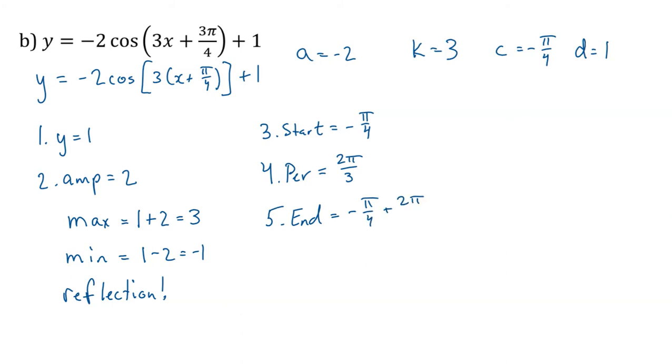So this one's a bit trickier. Again, you could use your calculator to do this, or you could realize that this is negative 3 pi by 12 plus 8 pi by 12, which is 5 pi by 12. Any questions about that?